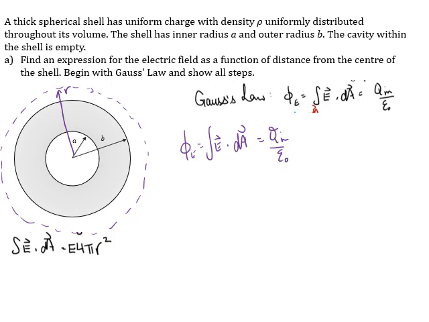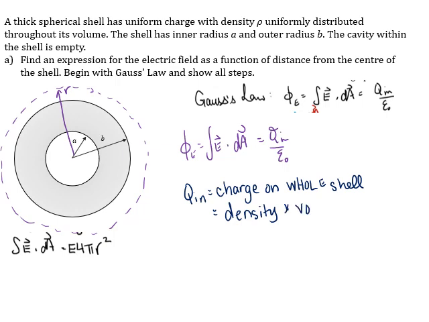We have to figure out what is Q in. So we ask what charged object is inside our Gaussian surface. Well, that would be our thick spherical shell. So our Q in is however much charge is on this spherical shell. And since the whole shell is inside, we need the charge on the whole shell, not just part of the shell like last time. So that's going to be the density of the shell times the volume of the shell.